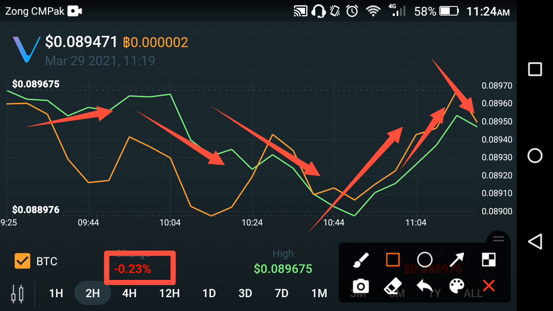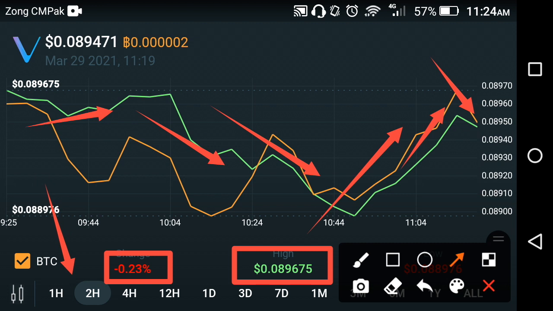You can see here a negative 0.23% change occurred in the Vechain capital in the previous 2 hours, as you can see on the screen. And the high price of Vechain crypto in the previous 2 hours is $0.089675. That is the live price change that occurred in the Vechain crypto in the last 2 hours.